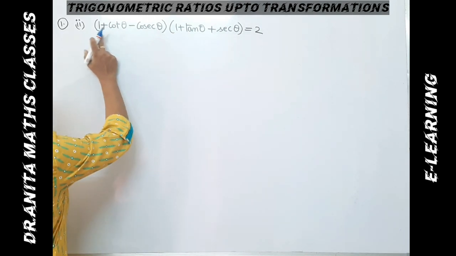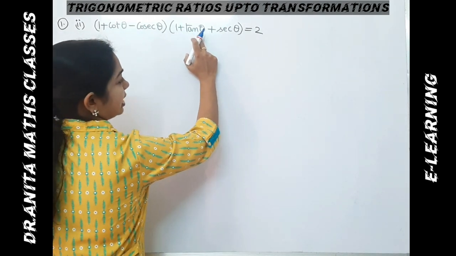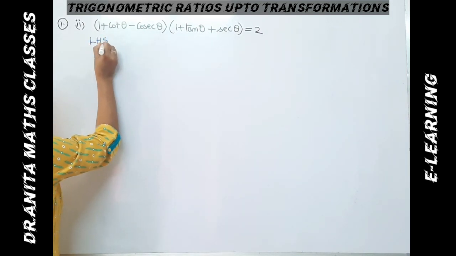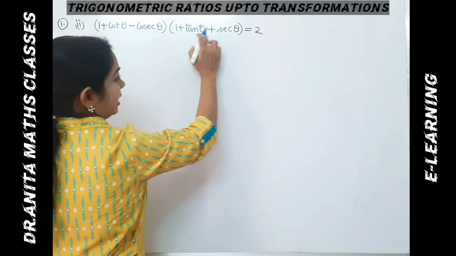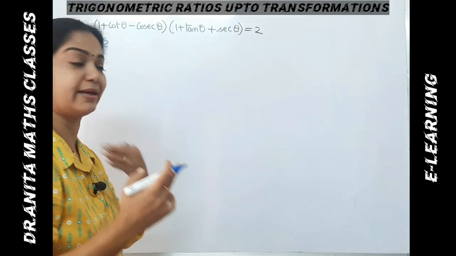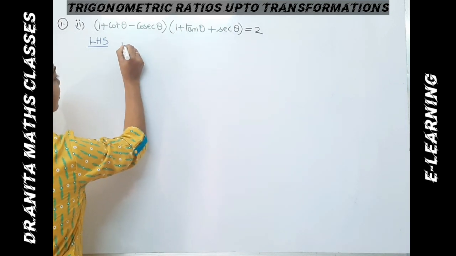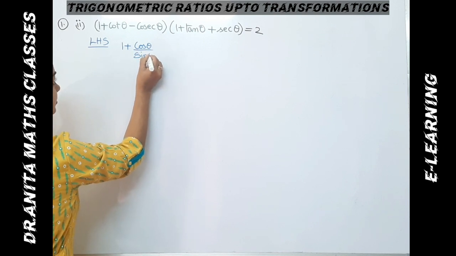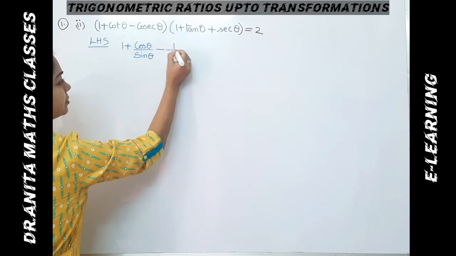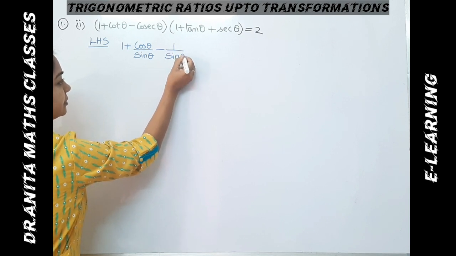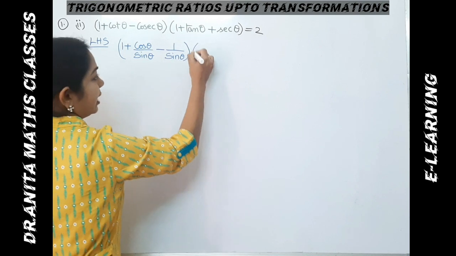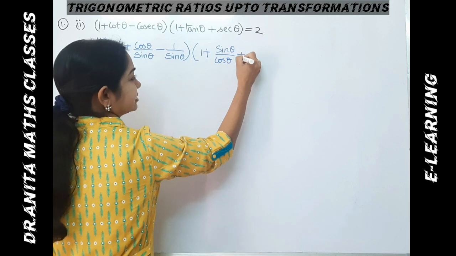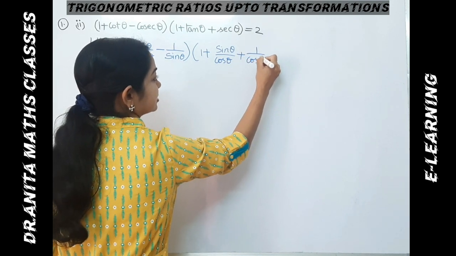Second problem: 1 plus cot minus cosecant into 1 plus tan plus secant is equal to 2. So let's take the LHS part. Here cot, cosecant, tan and secant functions, these we will change into sine and cos functions. Here the first one, 1 plus cot, I can write as 1 plus cos upon sine, minus cosecant, which is the reciprocal of sine, the multiplicative inverse of sine. And 1 plus sine upon cos plus secant, which is 1 by cos.